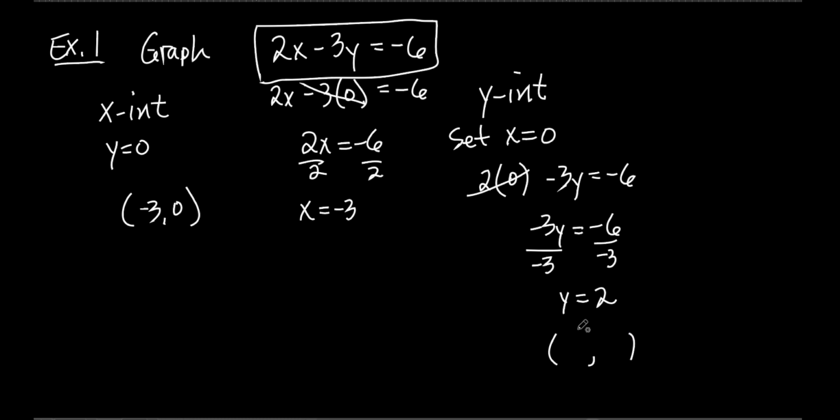I heard 2, 0. I heard 0. It's 0, 2. That's right. 0. Because remember what we did. We set the x equal to 0, right? So the x part of it's got to be 0. We found the y, which is 2.